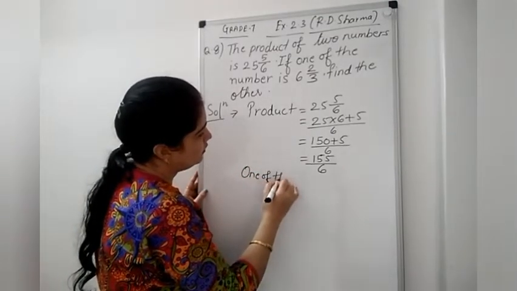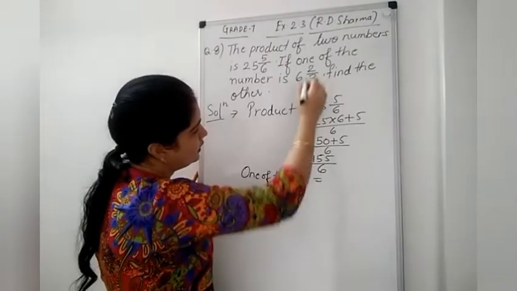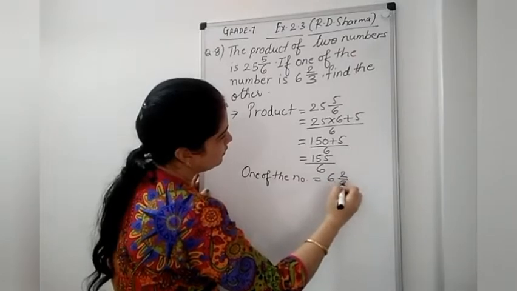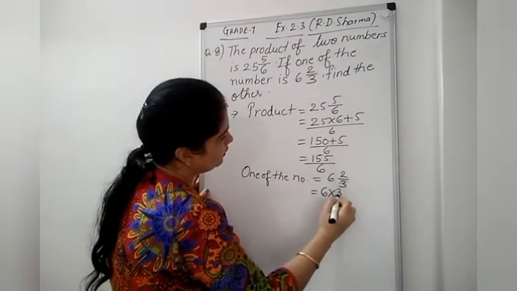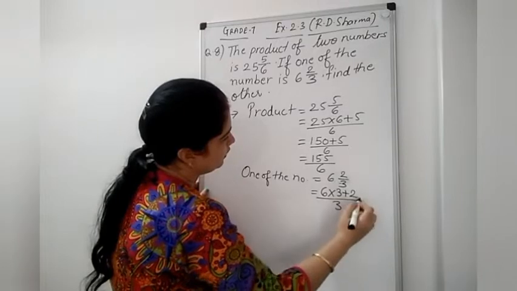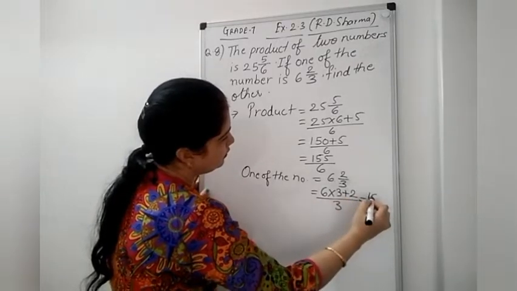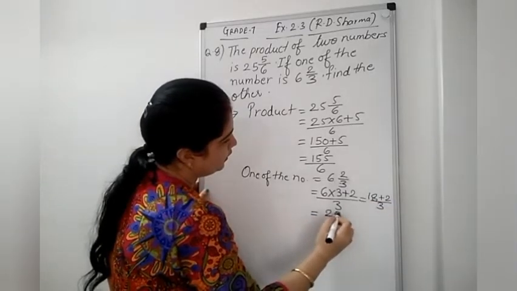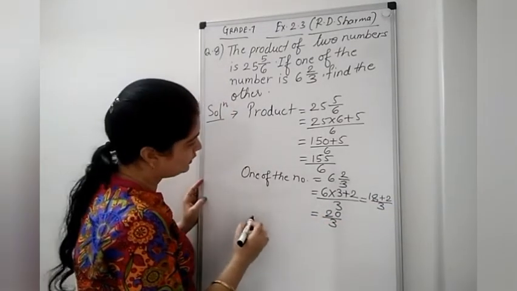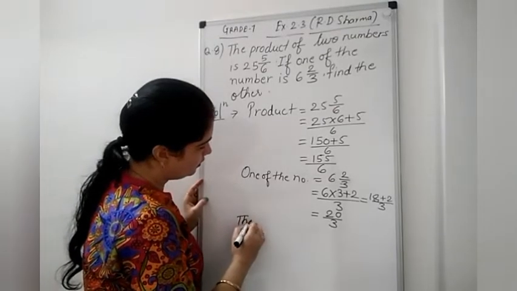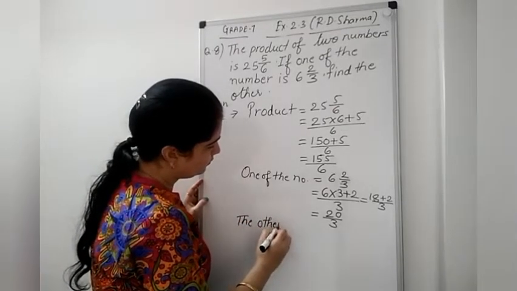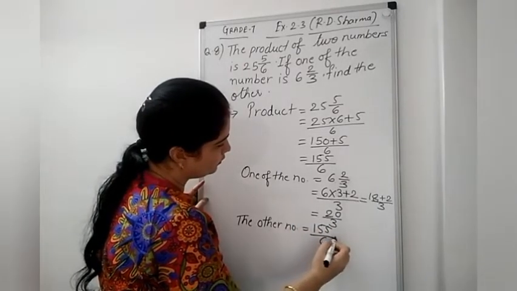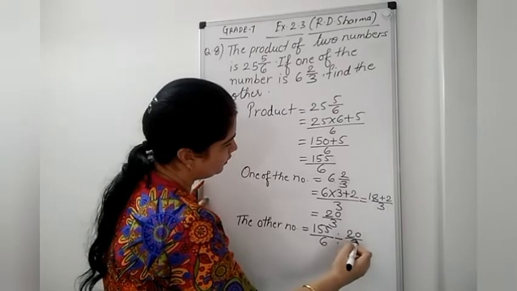Now one of the numbers is given. One of the numbers is 6 2 upon 3. Again we will convert it into a normal fraction, as this is a mixed fraction. So 6 multiplied by 3 plus 2 divided by 3. 6 threes are 18 plus 2 divided by 3, which will give you 20 upon 3. Now the other number will be the product 155 upon 6 divided by 20 upon 3.